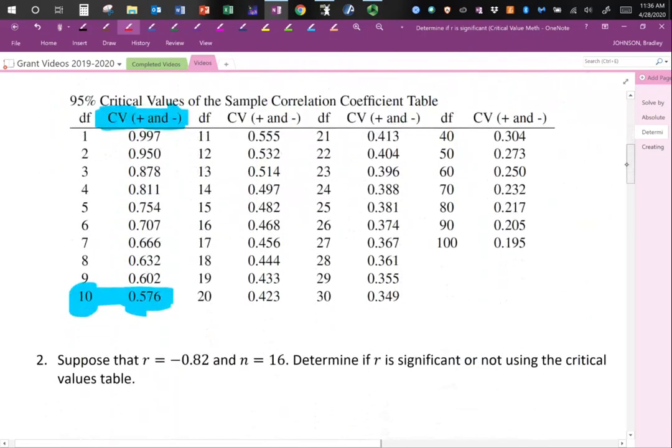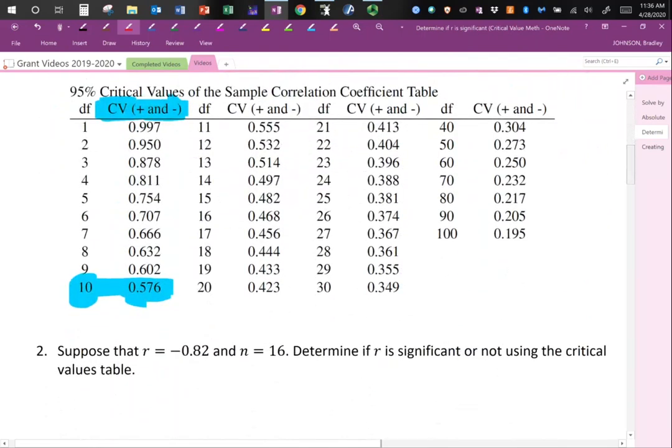Okay, so let's do this on a different example. So suppose that R equals negative 0.82 and n equals 16. Determine if R is significant or not using the critical values table. So first things first, we need to find the degrees of freedom. And we can remember the formula is n minus 2. And we have 16 minus 2, so we have a degrees of freedom of 14.